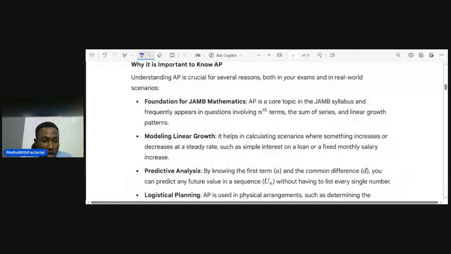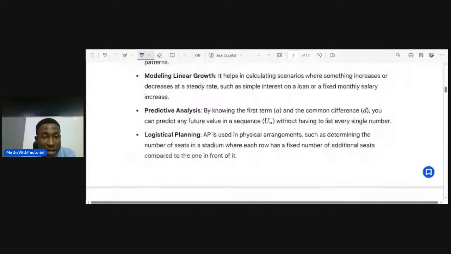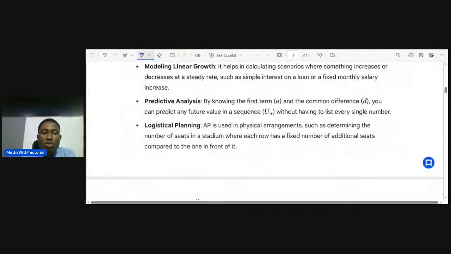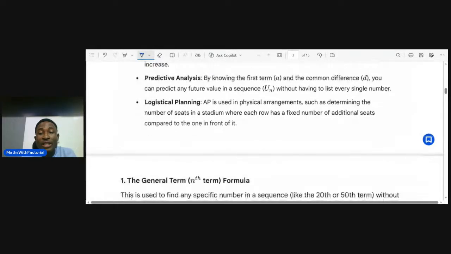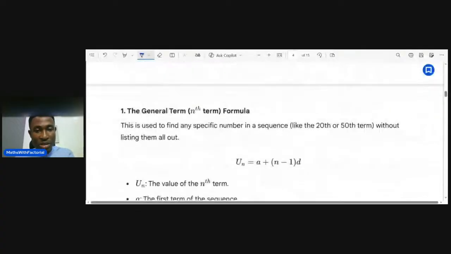There are a lot of reasons, and you can go through them yourselves. First, it is a foundation for JAM mathematics. AP is a core topic in the JAM syllabus and frequently appears in questions involving nth terms, the sum of series, linear growth patterns, and so on. It can also be used in modeling linear growth and logistical path planning. AP is used in physical arrangements such as determining the number of seats in a stadium. By the time you solve questions, you will see things you can apply AP to practically.